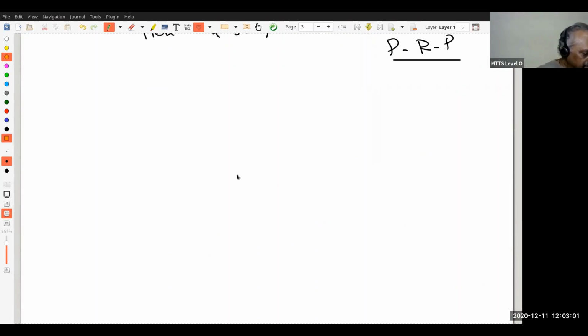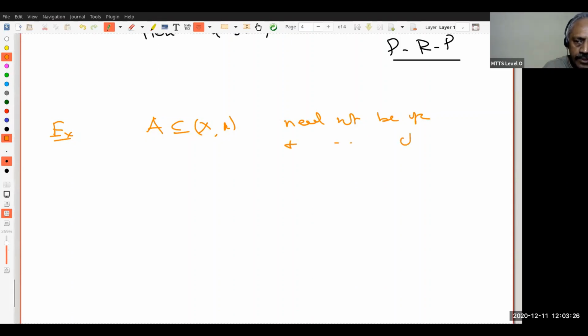Okay, so let me see what other things I can do. Now, before we go further, let me look at an example to show that a given subset of a metric space (X, d) need not be open and need not be closed, right? That is, given a subset A, you should not say either it should be open or it should be closed. It may happen it is neither. The example is very easy. Let us look at, for example, the open interval (a, b).